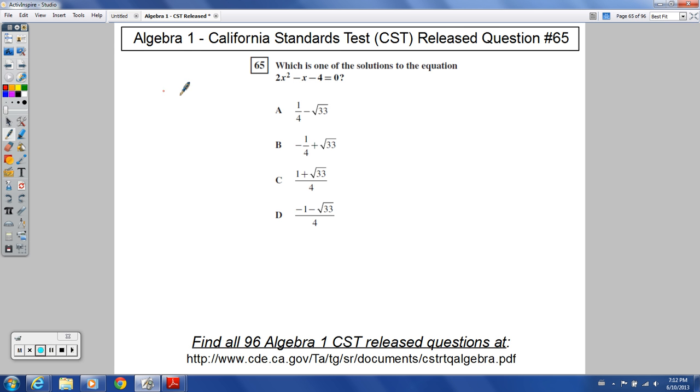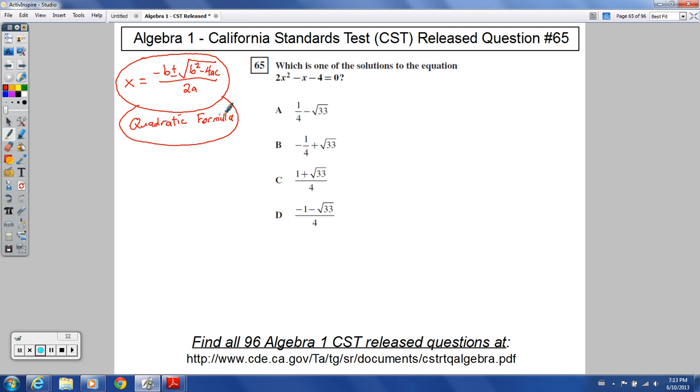The quadratic formula tells us that if we have one side equal to 0, and I'm going to sing here, to the tune of Pop Goes the Weasel, x equals negative b plus or minus the square root of b squared minus 4ac all over 2a. That's the quadratic formula right there. This is what we use to solve quadratic equations where factoring is not possible. So the quadratic formula can be used to help us figure out the answer here.